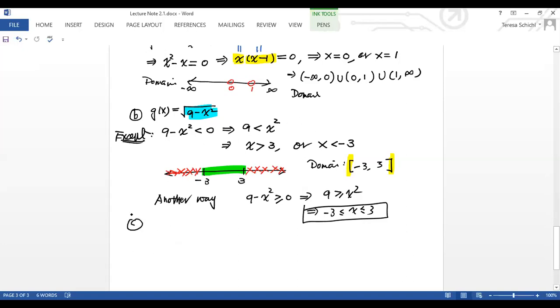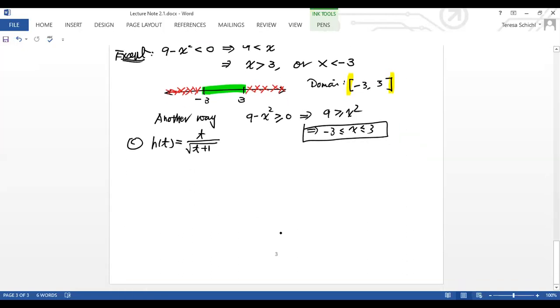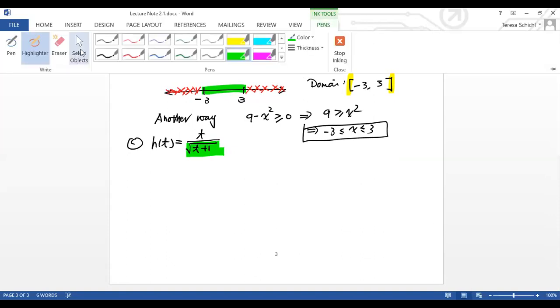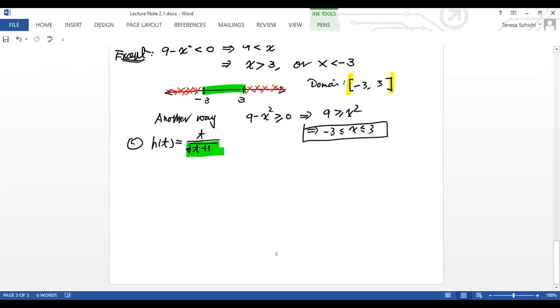Okay, so now let's take a look at part C here. In part C, they have h of t equal to the square root of t over t plus 1. So I have something in the denominator, and this whole thing is also a root, right? I know the denominator cannot be equal to 0, and the inside of the root cannot be negative. So combining these two conditions, t plus 1 has to be greater than 0.